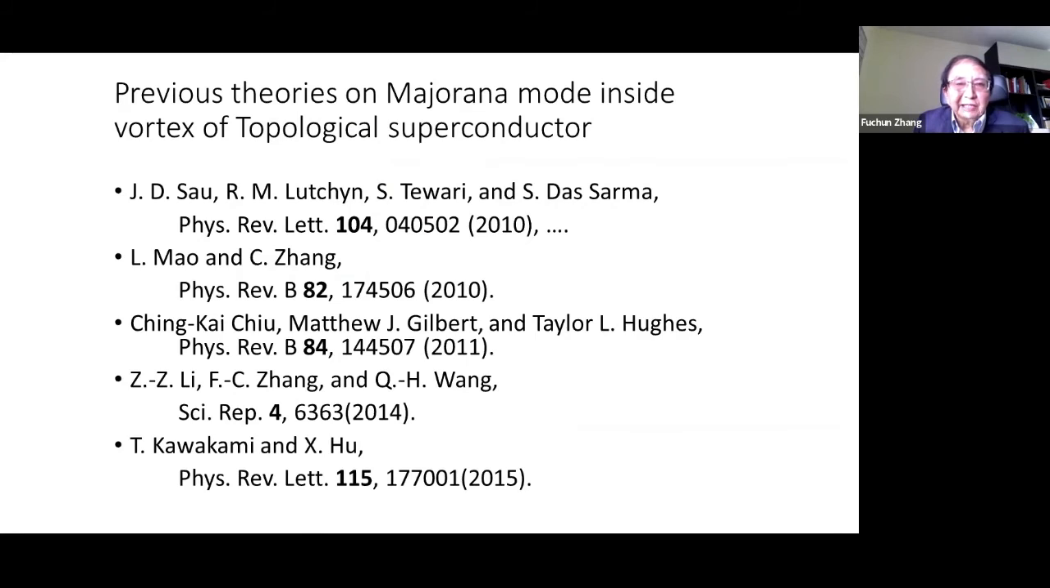And before I go to some serious discussion, it's already 1 hour, sorry. Okay, we'll try to finish in 5 to 10 minutes. There are many groups working on Majorana zero mode inside the vortex core. Here is also an incomplete list.